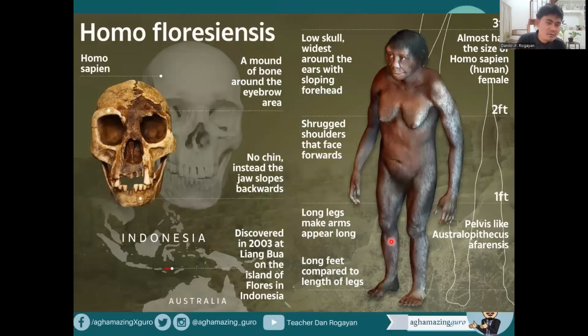So this is the Homo floresiensis. This is actually the Homo sapiens. So, amount of bone around the eyebrow area, low skull, widest around the ears, with sloping forehead, and almost half the size of the Homo sapiens, human female. So ayan, no? 3 feet, no? Pelvis like Australopithecus afarensis. Discovered in 2003 at Liang Bua on the island of Flores in Indonesia. Just in case, so at least you are aware.